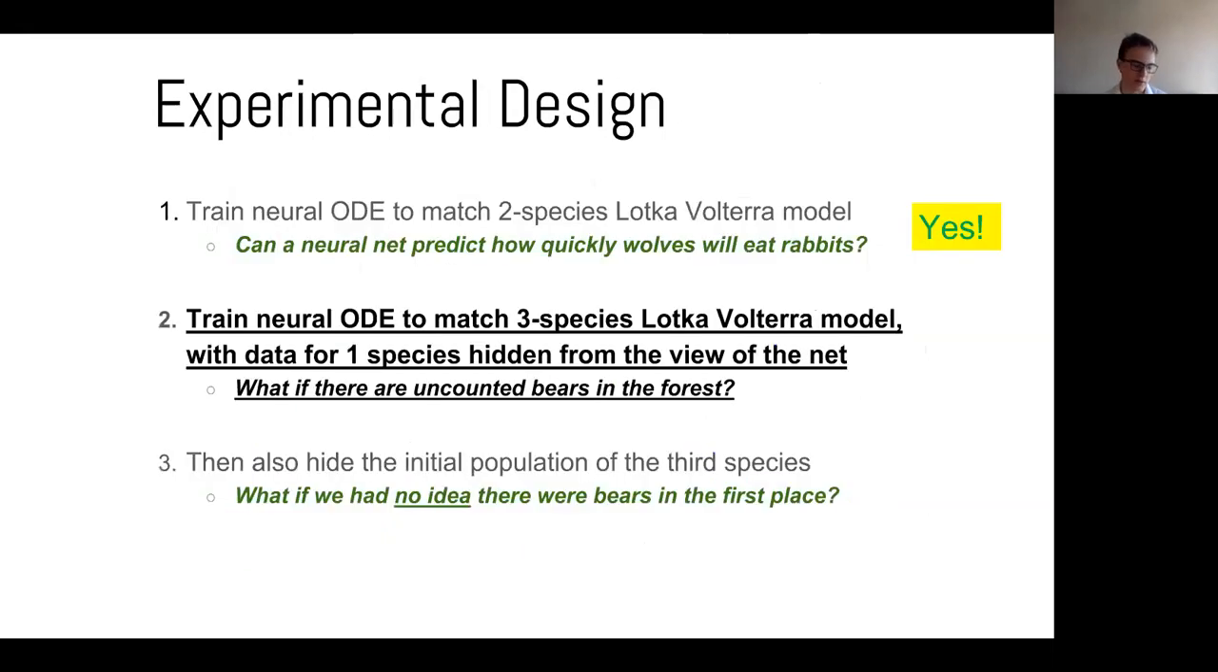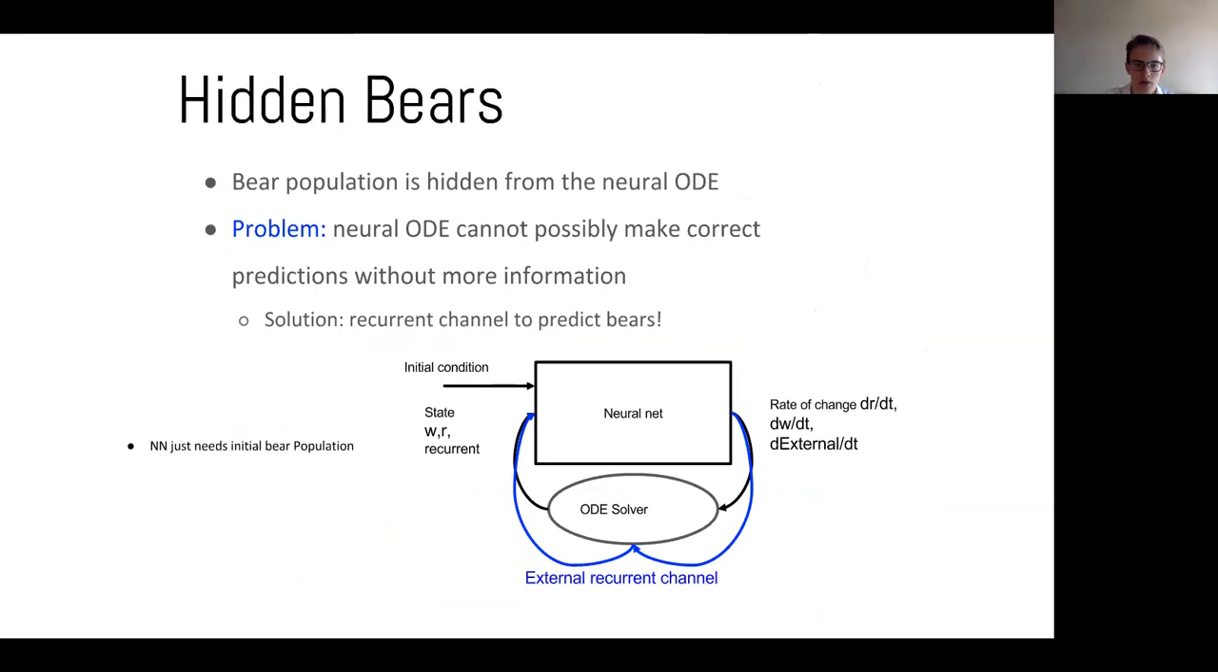So the next problem, the next stage, slightly higher complexity, more difficult for the neural ODE, is training it to match a 3-species Lotka-Volterra model, except one of the species, the bears, is hidden from the neural net. It doesn't ever get to know the population of the bears. So to do this, I can guarantee that it needs at least a little bit more information. There's no way I could do it right without even knowing the bear population. So we add in this recurrent channel that it doesn't ever get told the bears, but it could just predict the bear population, and that would just give it a little bit more information for itself.